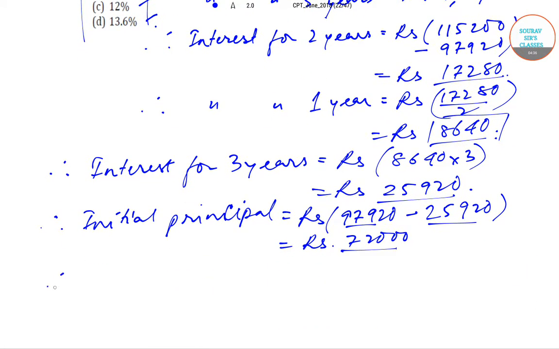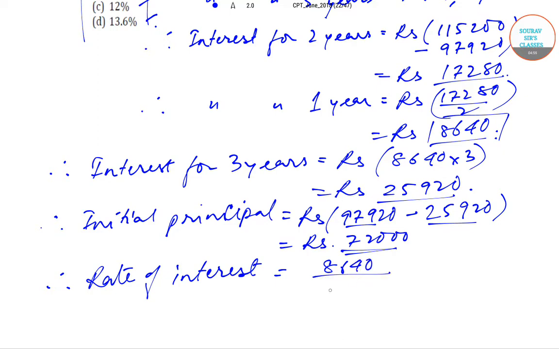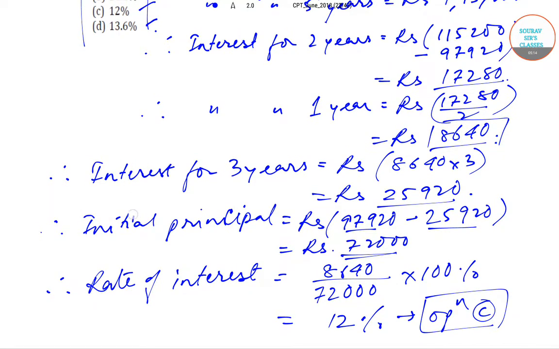This is the principal. So therefore we have the interest amount for 1 year, and we also have the initial principal. So therefore rate of interest will be equal to the interest for 1 year, which is 8640, divided by the initial principal, which is 72,000, into 100%. And this is ultimately giving us 12%, which is option C. Option C over here is the correct option.